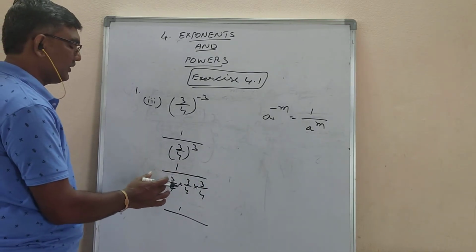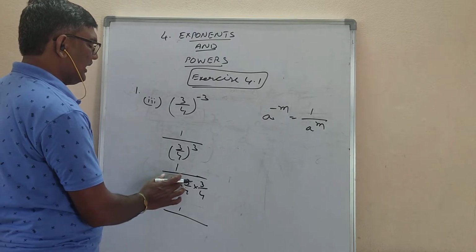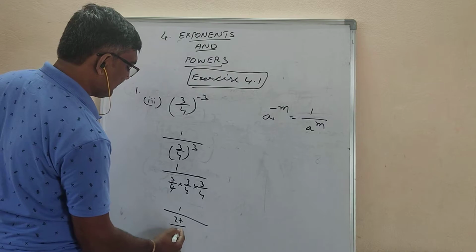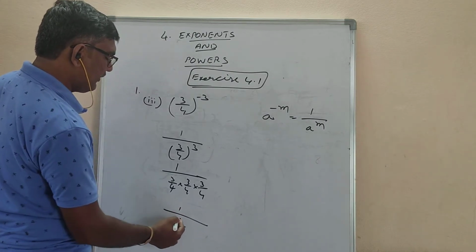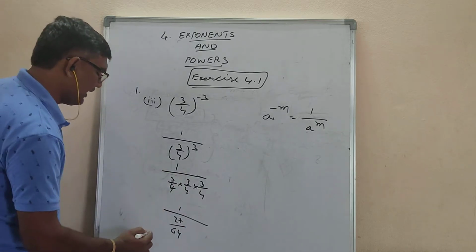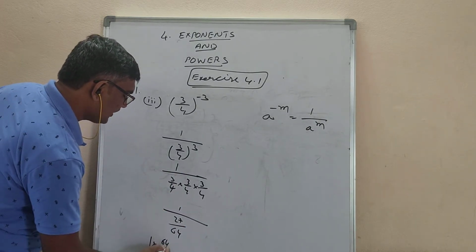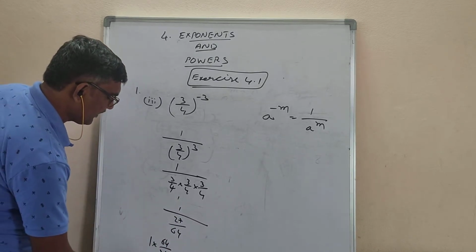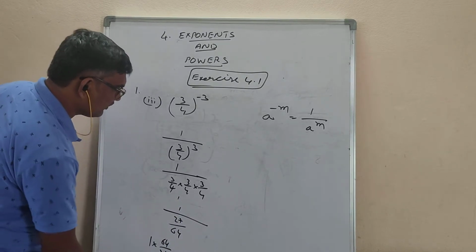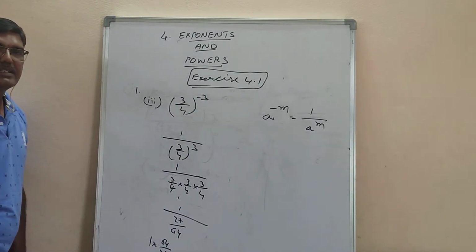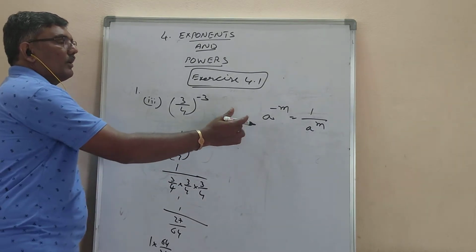Fractions, how to do multiplication you already know. 3 3s are 9, 9 3s are 27. 4 4s are 16, 16 4s are 64. So 1 by 27 by 64. This 27 by 64 comes to the numerator and the fraction will be reversed: 64 by 27. So the answer for this question, 3 by 4 whole power minus 3, is nothing but 64 by 27 by applying this formula.